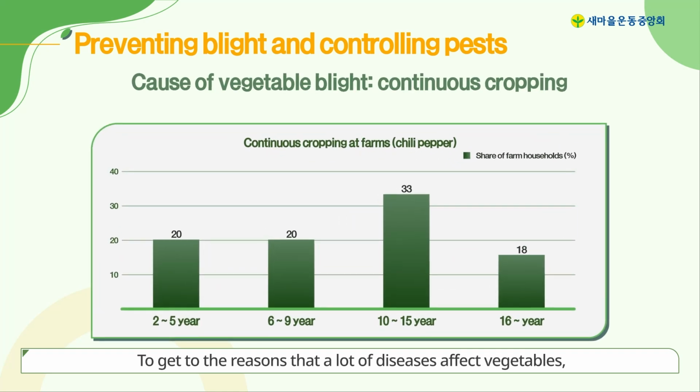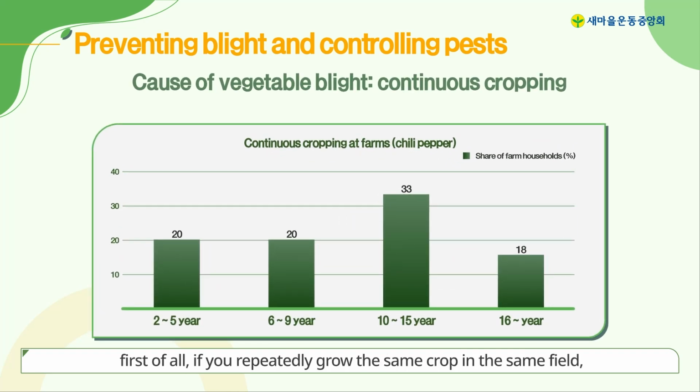To get to the reasons that a lot of diseases affect vegetables, first of all, if you repeatedly grow the same crop in the same field, pathogens accumulate there. As a result, the incidence of disease increases. If you have a wide field, for instance, if you plant crops in one area of the field this year, move crops to a different area next year. This is a good way to prevent disease.